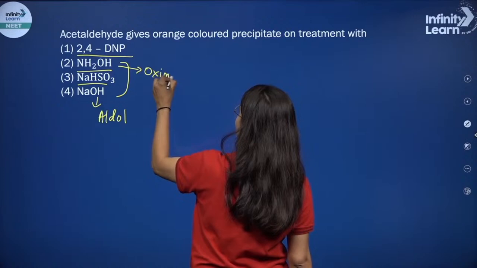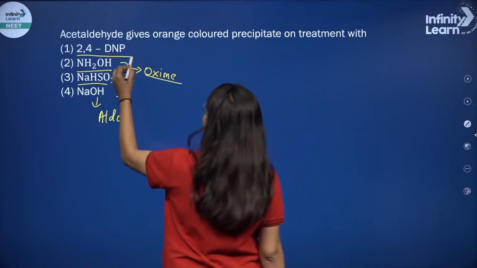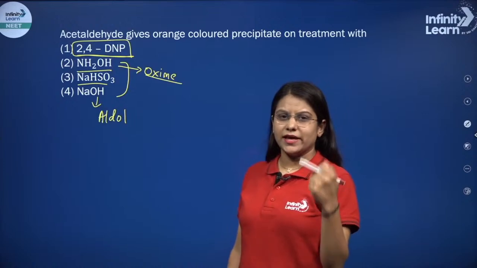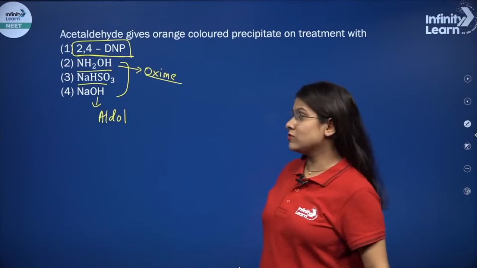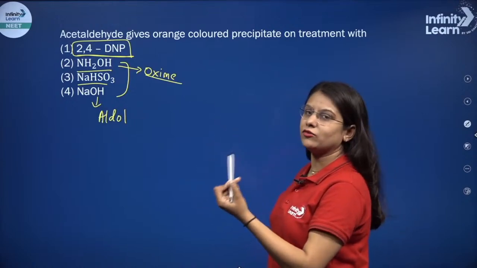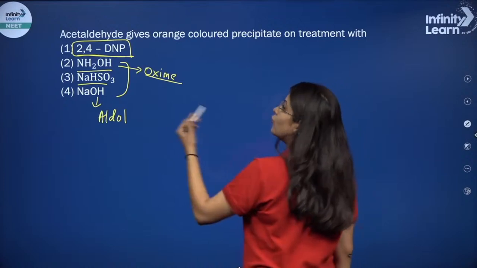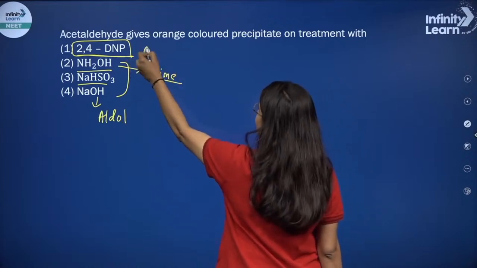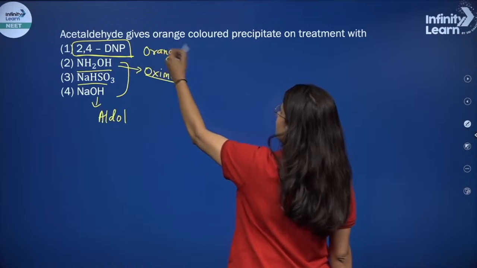ऑक्साइम का कलर वलर के बारे में हमने कोई बात नहीं की है. लेकिन 2,4 DNP टेस्ट होता है इसका, बहुत प्यारा येलो कलर आता है. इन लैब्स वी यूज टू डू दिस टेस्ट. व्हेन एसिटाल्डिहाइड इज रिएक्टिंग विद 2,4 DNP वी आर गेटिंग 2,4 हाइड्राजोन मिल जाता है. तो इसका ऑरेंज कलर आता है. सो करेक्ट आंसर विल बी ऑप्शन नंबर वन.